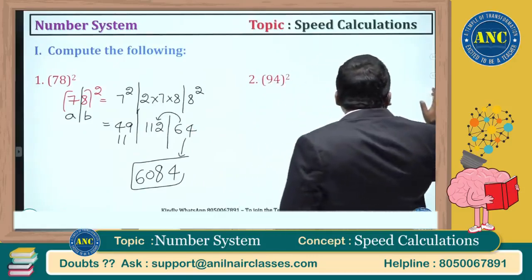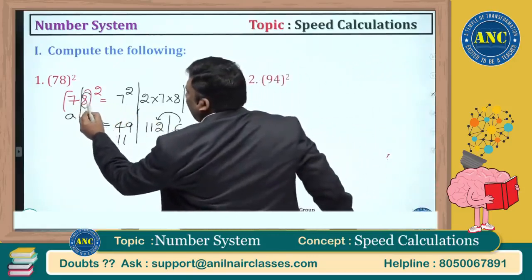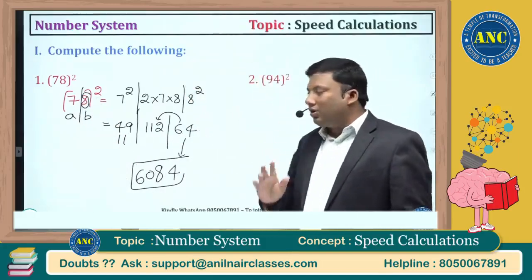Anil sir, why are we writing only the unit digit? Why? Because b is taking only one unit digit. I will come to that point after 2 minutes.